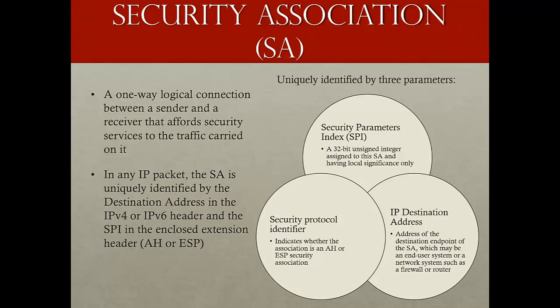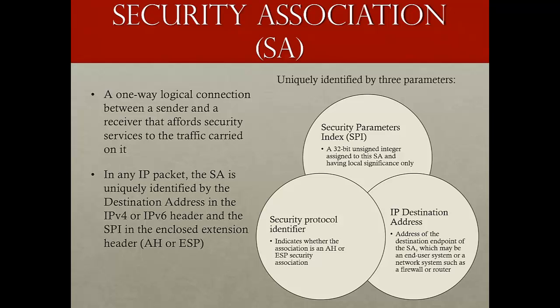So we'll talk about the Security Association, the SA, now. A key concept that appears in both the authentication and confidentiality mechanisms for IP is the Security Association. An association is a one-way logical connection between a sender and a receiver that affords security services to the traffic carried on it. If a peer relationship is needed for two-way secure exchange, then two security associations are required, one in each direction. A security association is uniquely identified by three parameters.